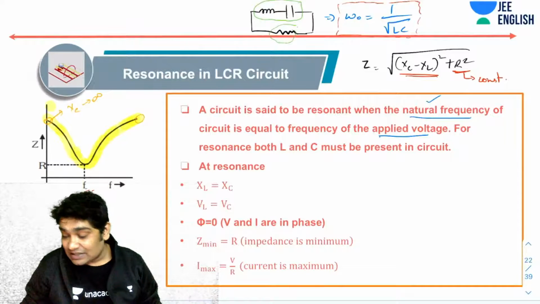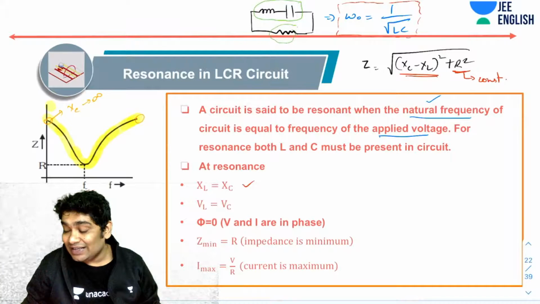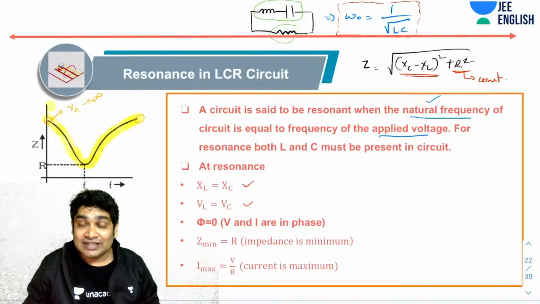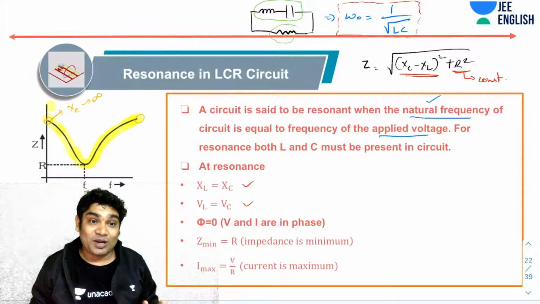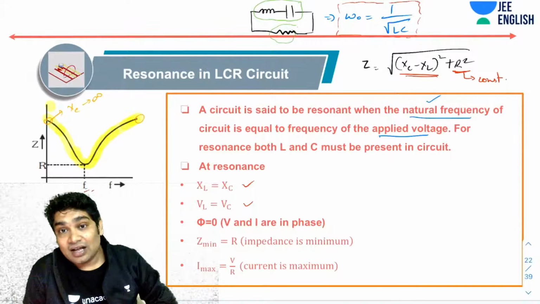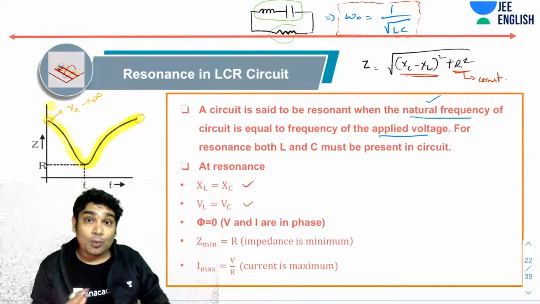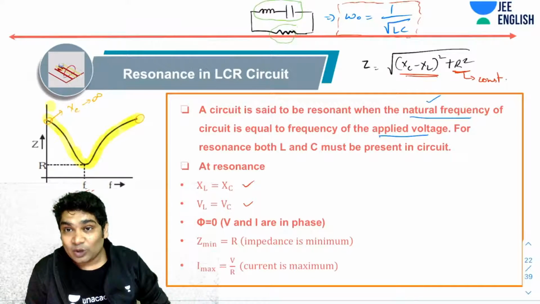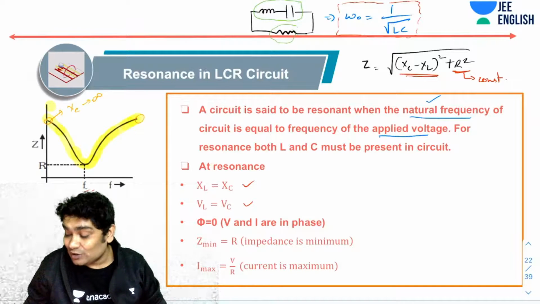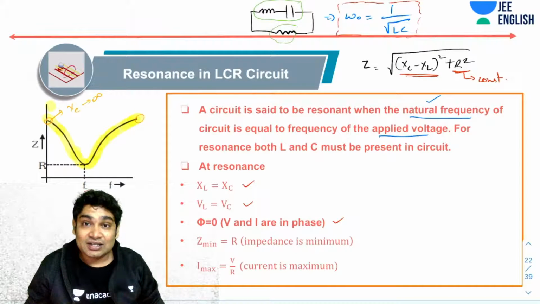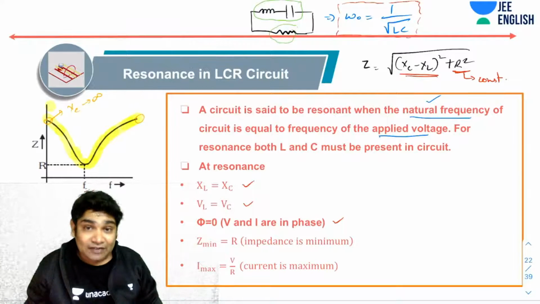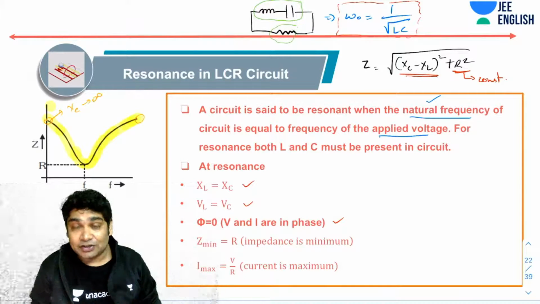Okay, so that is what we can now see here. At resonance, you will realize XL equals XC and hence VL equals VC. These are the magnitudes that I'm talking about. The voltages are equal in magnitude, and they will be in opposite phases, of course. Now phi is 0, because the net voltage now would be in the direction of the current.